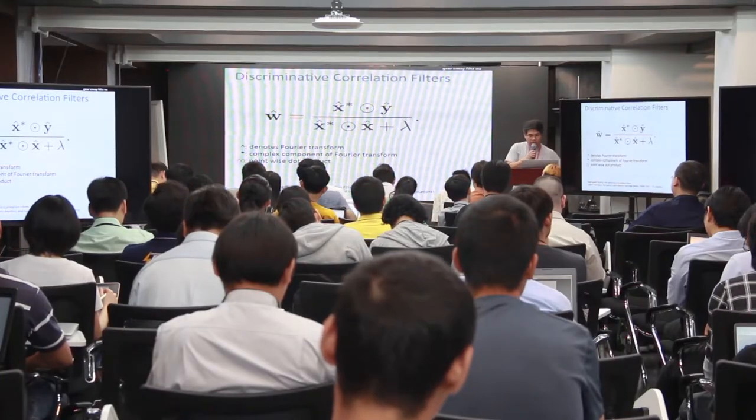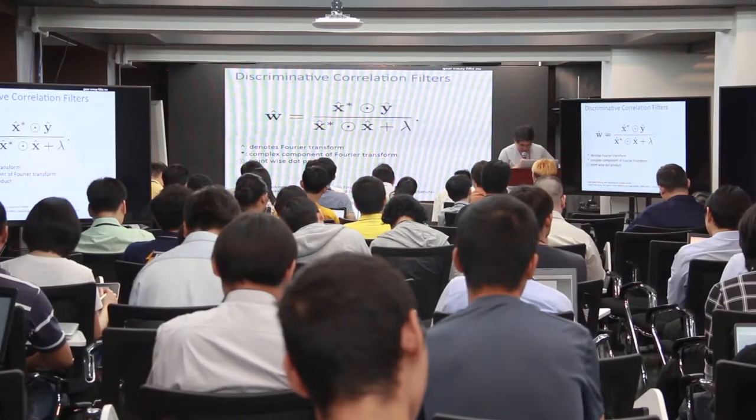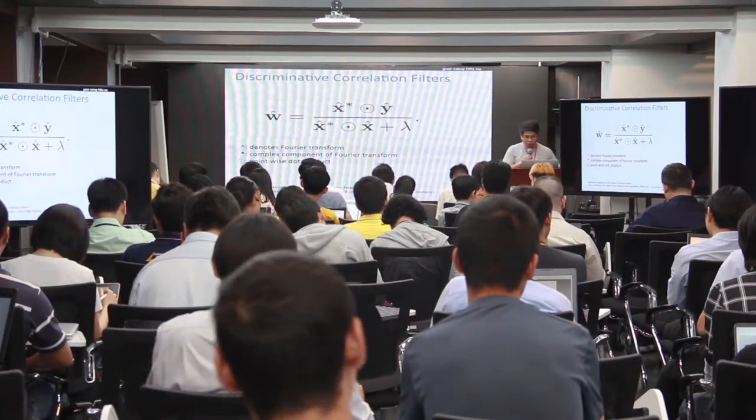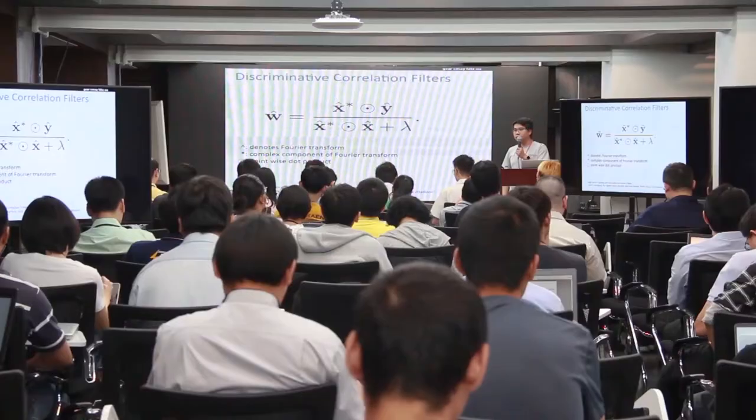Yesterday I also talked about convolution. Correlation is similar to convolution and is related to the Fourier transform. In this particular case, when you have a circulant matrix, this can be done very efficiently. All right. Is there any question on this?